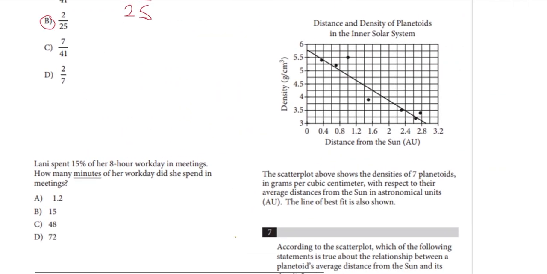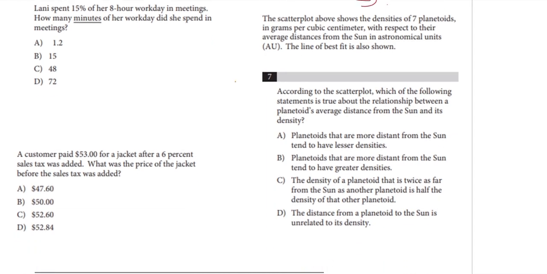So just to interpret the graph, we can tell that the graph is decreasing from left to right. So as the distance from the sun increases, the density decreases. That's what we're looking for. According to the scatter plot, which of the following statements is true about the relationship between the planetoid's average distance from the sun and its density? A says planetoids that are more distant from the sun tend to have a lesser density. That is what I just said, but we'll keep on going, so maybe it's A.